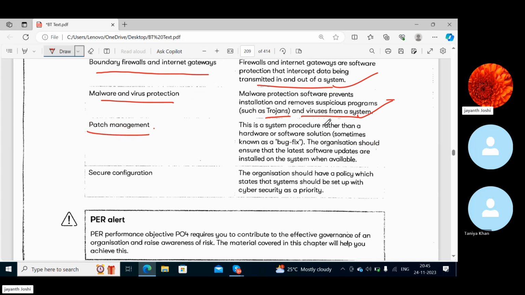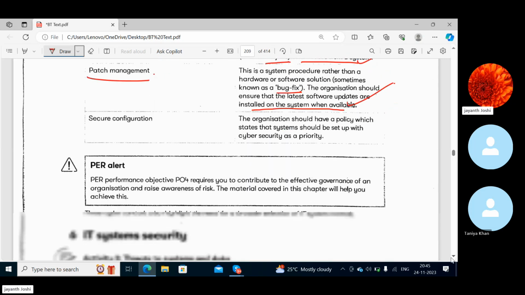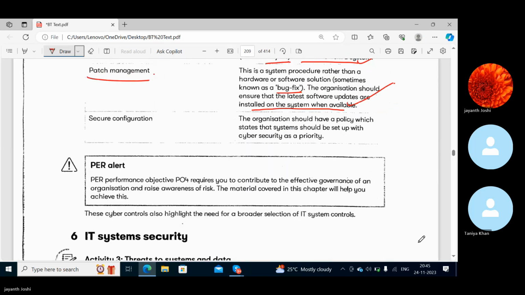Patch management. This is a system procedure rather than a hardware or software solution. That means bug fix. The organization should ensure that the latest software updates are installed on the system when available. Secure configuration. The organization should have a policy which states that systems should be set up with cyber security as a priority.